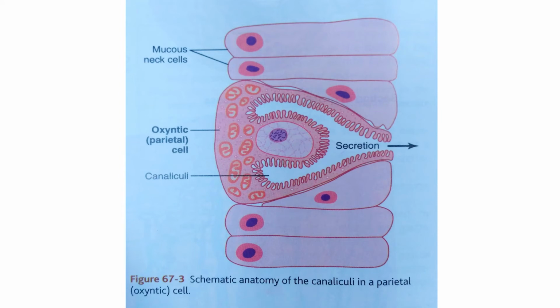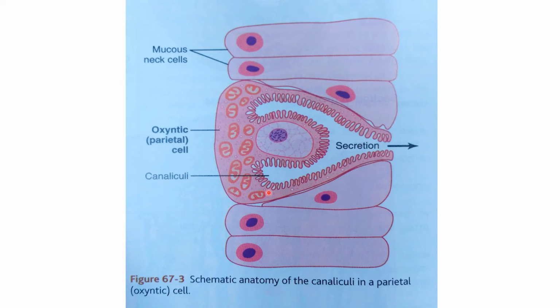Before going to the details, let us first see this diagram of a parietal cell. The parietal cells are present at the mucosa of the stomach. It has a broad part called the basolateral membrane, which is directly in contact with the interstitial fluid, and also a narrow part called the apical membrane, which is facing towards the gastric lumen.